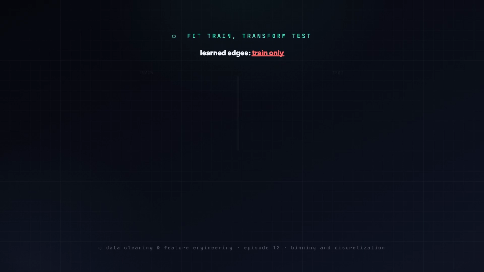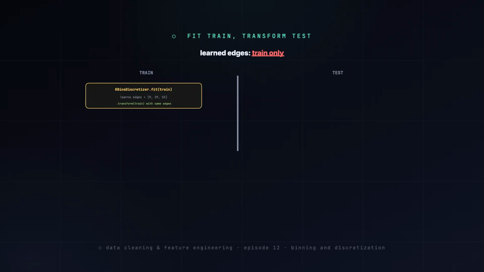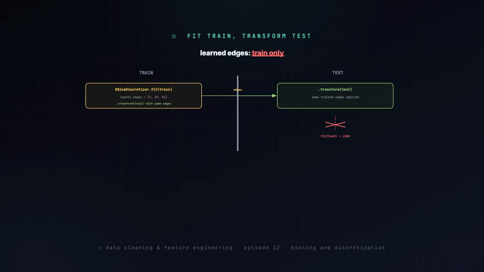And that's the catch that makes this a hygiene episode. Those quantile edges are learned, so they are fit on train only. We then transform the test set through the same train edges. Recompute them on test and you've peeked. The test buckets would no longer reflect what the model was trained on.